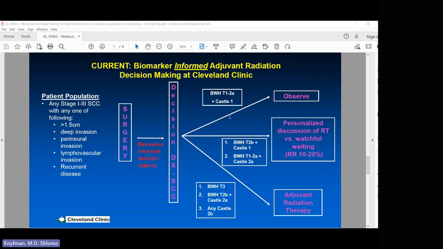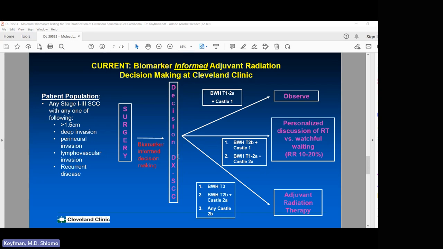Enter DecisionDx-SCC, and now we have biomarker-informed adjuvant radiation therapy decision-making happening at the Cleveland Clinic. Again, we get our referrals, and I talk to patients about DecisionDx-SCC. I have never had a patient I've offered it to, saying this was not validated in randomized phase three studies and nothing I have to offer you was, but we can get a DecisionDx-SCC and gain some more information, who didn't want it. All of my patients want it. We get it, and then we make shared decisions. In general, for Brigham T1, T2A, even some of these T2A highs, when it comes back Class 1, patients are reassured, I'm reassured, and we typically observe and monitor them expectantly.